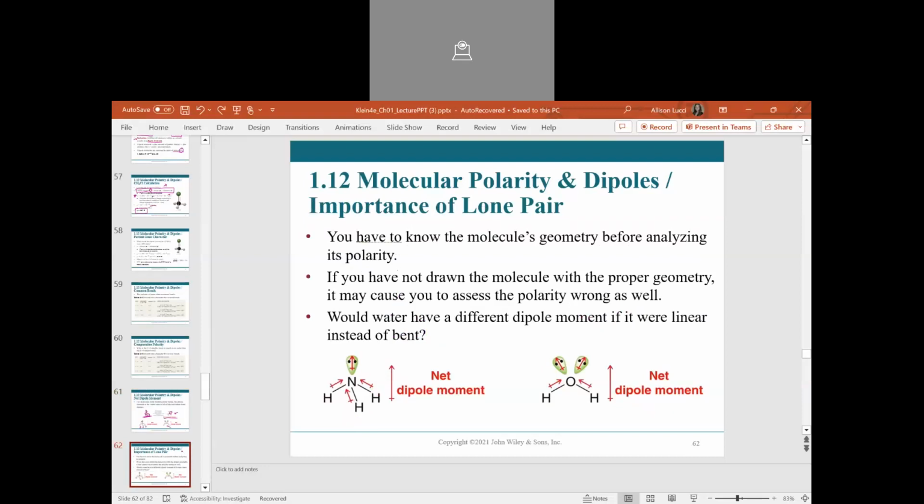So you should know the molecular geometry before analyzing polarity, because if you have vectors that cancel each other out, like within CO2, right, our linear molecule, so we know how to do a Lewis structure, we know this vector goes that way, this vector goes that way, they're equal. So even though each bond is polar, we would see there's no net dipole moment. So that's where the molecular geometry comes in. So assessing the polarity.